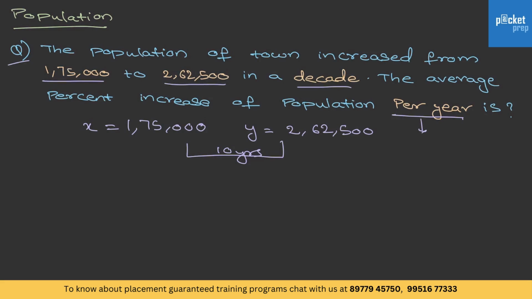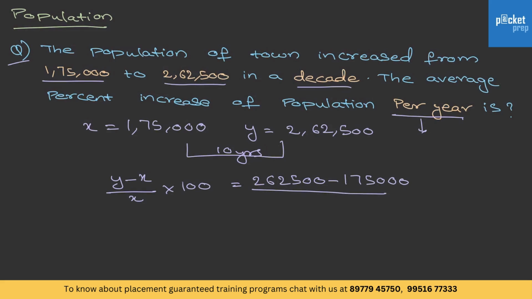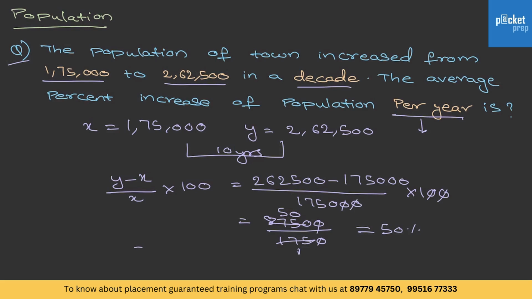change per year. So let's find the normal percentage change, which is given by y minus x by the initial value, that is x, into 100. This is 2,62,500 minus 1,75,000 by 1,75,000 into 100. This is 87,500 by 1750. So we have got that 50% is increased. So this is 50% in 10 years.